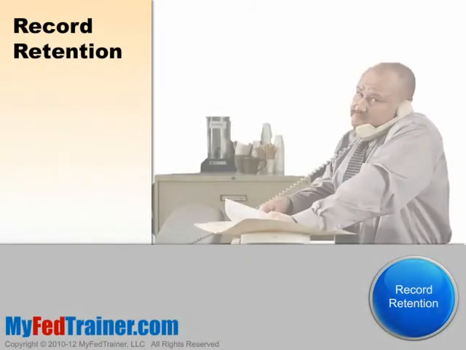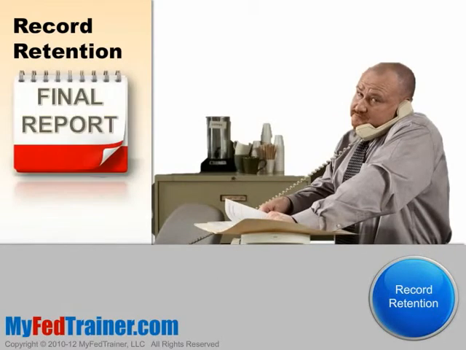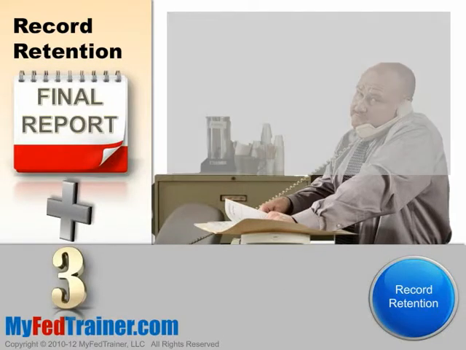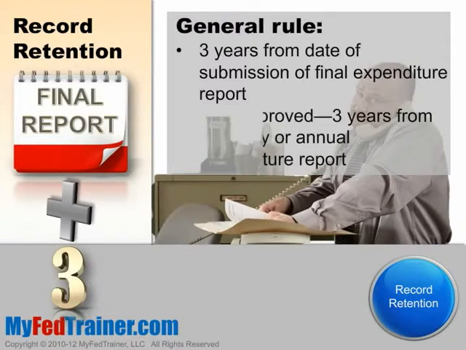Generally, the federal grant recipient is required to retain these records for 3 years from the date of submission of the final expenditure report. This is the general rule for record retention. If the agency authorizes and the recipient submits quarterly or annual reports, the 3-year time frame will start from the date of submission of the annual or quarterly expenditure report. Now let's look at a couple of exceptions to the general rule.